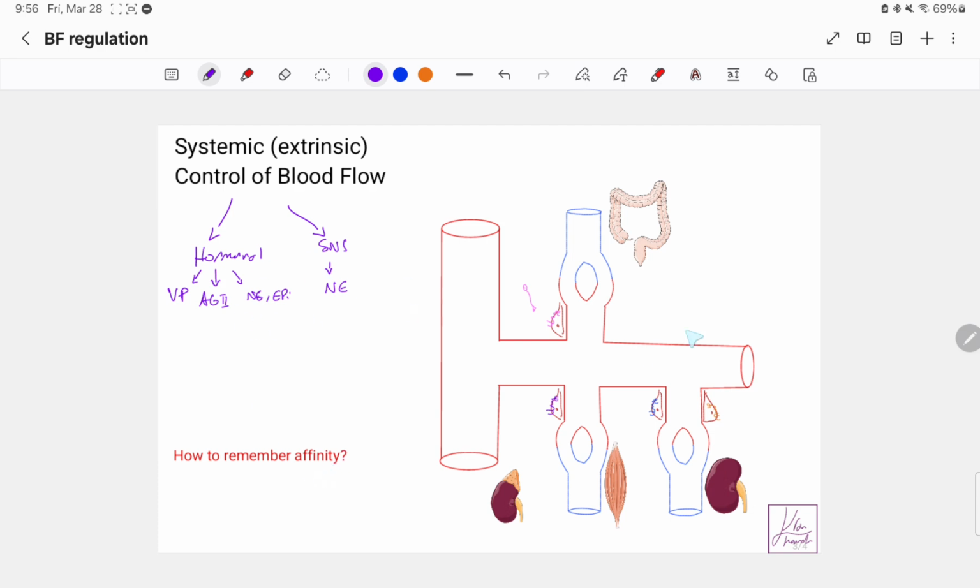Well, take a look at this diagram here, okay? When it comes to systemic control of blood flow, sometimes there are certain situations where you might want to take blood flow away from one organ and redirect it somewhere else. Or you might want to increase your mean arterial pressure because you have low blood pressure. So you take blood flow from certain organs and redistribute it to increase blood pressure. And you guys know that the mean arterial pressure is the number one homeostatically regulated mechanism.